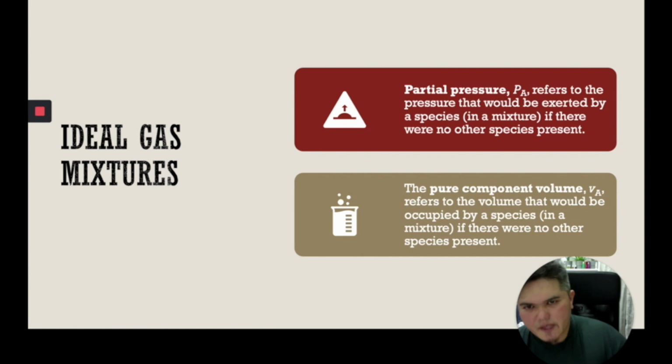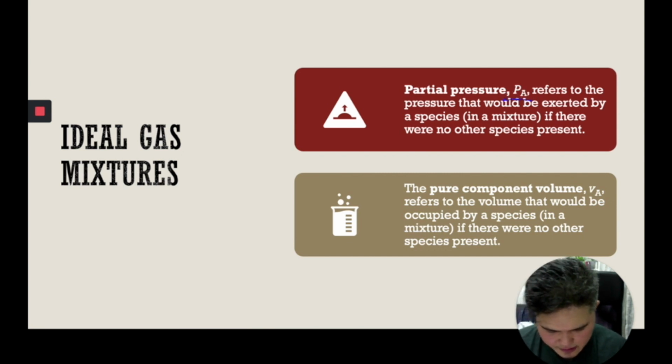So for ideal gas mixtures, if we have a partial pressure PA, it refers to the pressure that will be exerted by the species, as defined earlier. For example, PA means the pressure that species A would exert if there were no other species present. And the pure component volume VA refers to the volume that would be occupied by species A if there were no other species present. Okay, so imagine it like this.